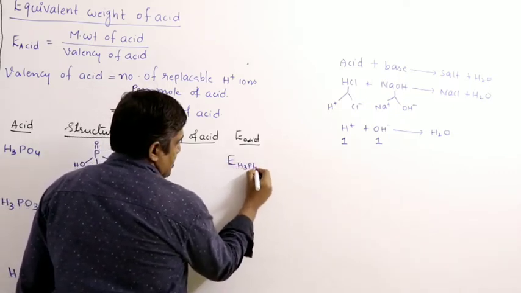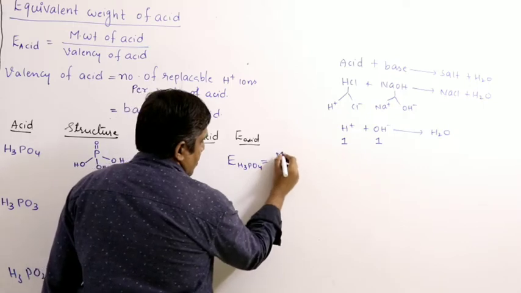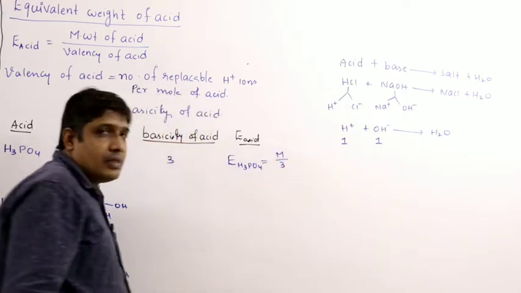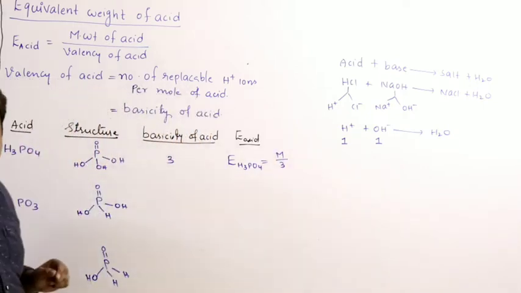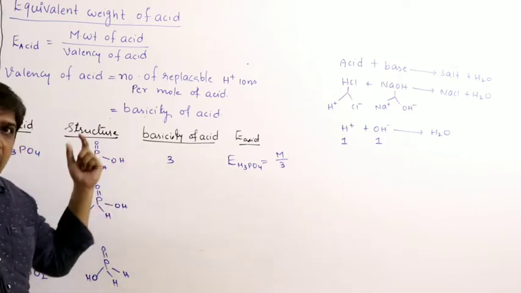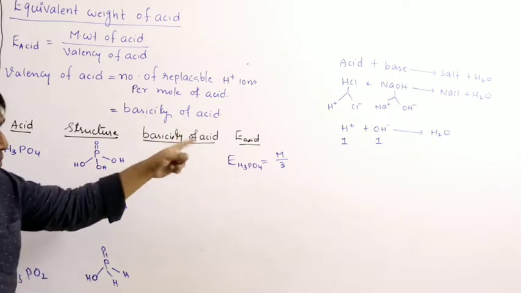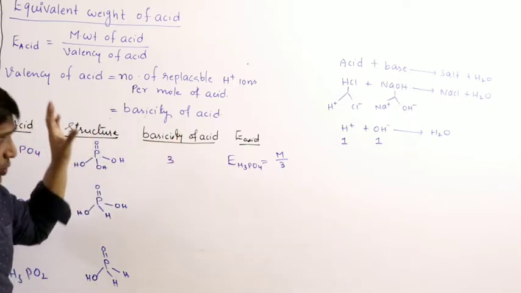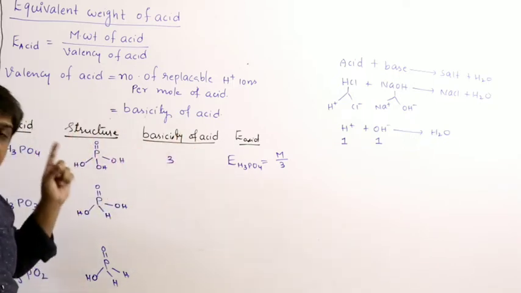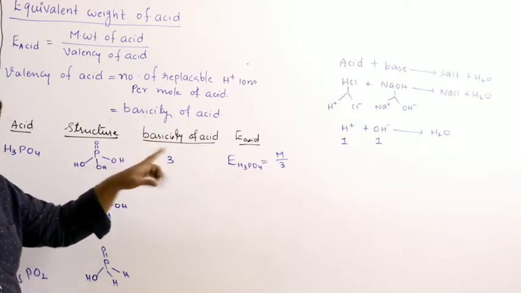Equivalent weight of phosphoric acid is molecular weight by 3. Remember, it depends upon the nature of the reaction. You can add 3 NaOH, or you can add only 2. If you add 2, only 2 will be replaced, and then it becomes molecular weight by 2. If you add only 1 mole of NaOH, only 1 will be replaced, then it becomes molecular weight by 1.